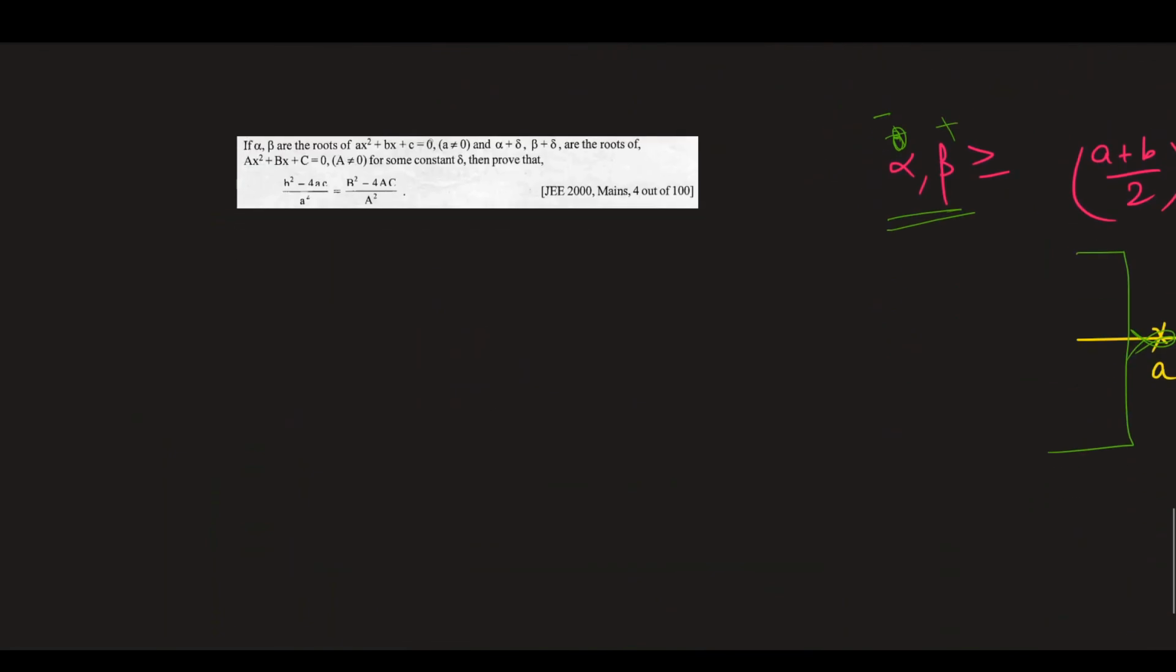Now we move on to the last question for this video. This is the question. It appears in JEE 2000 and the question is good. It says that this is the quadratic equation and its roots are alpha and beta, and this quadratic equation has roots alpha plus delta and beta plus delta. Now we have to prove this thing.